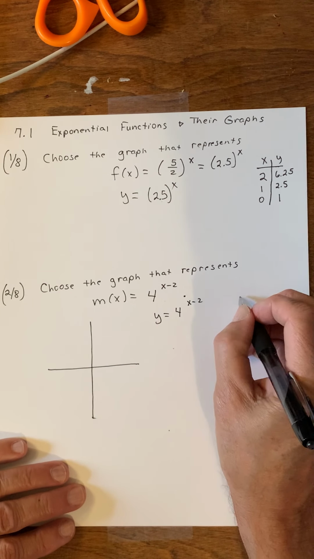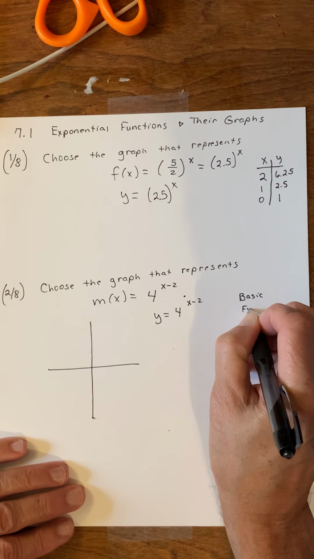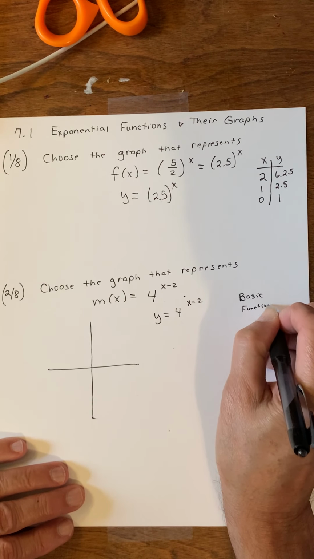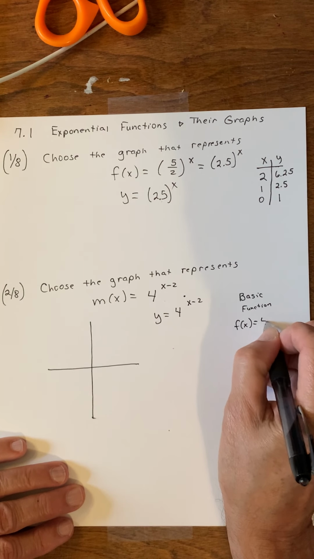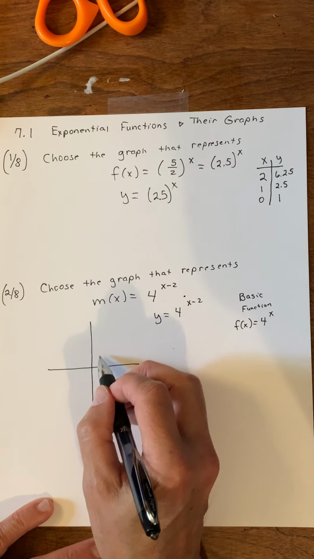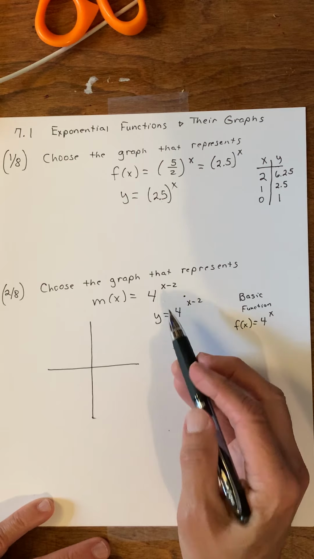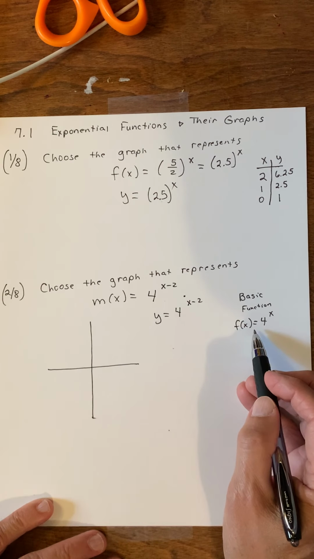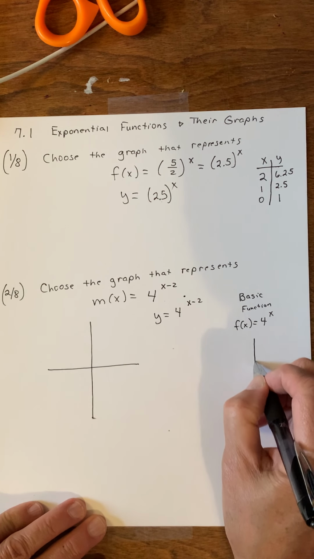So the basic function is f of x equals 4 to the x. And it's going to look basically like this, right? But something's been done to this. Let me go ahead and give you a couple of points on f of x equals 4 to the x. Let's do some easy ones.